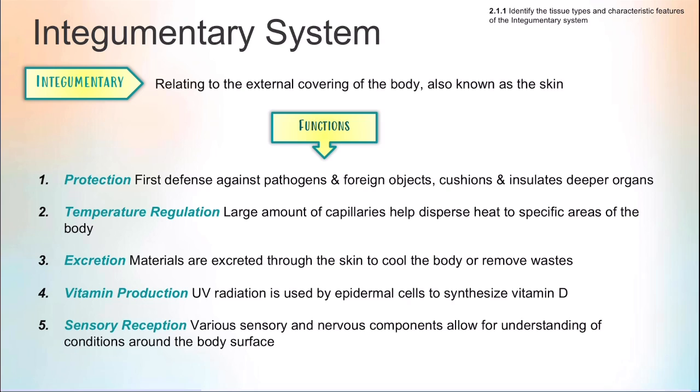Looking at our excretions, so these are going to be typically our exocrine glands, so looking at our sweat and oil glands, seeing how these materials are secreted through the skin to help either cool the body or remove any excess waste in the system. Next is vitamin production. Now, we will talk about this when we go over melanin. So, this is how we are using those epidermal cells to synthesize our vitamin D.